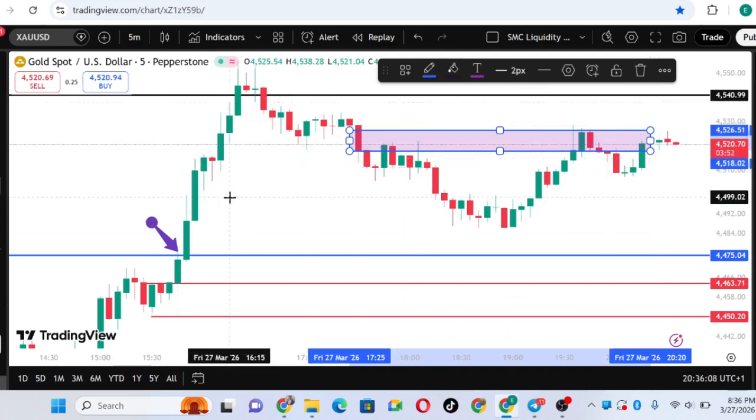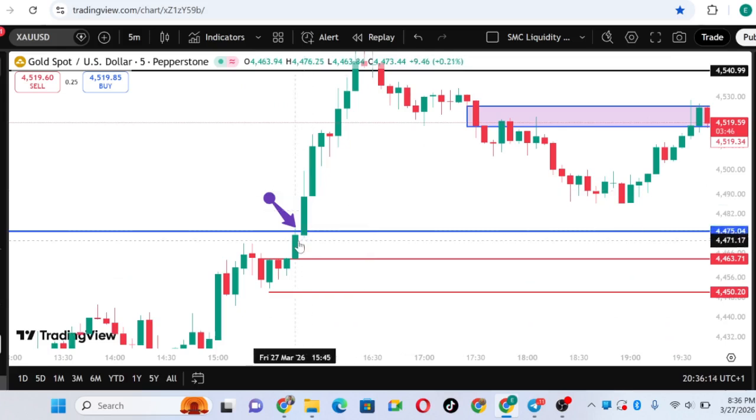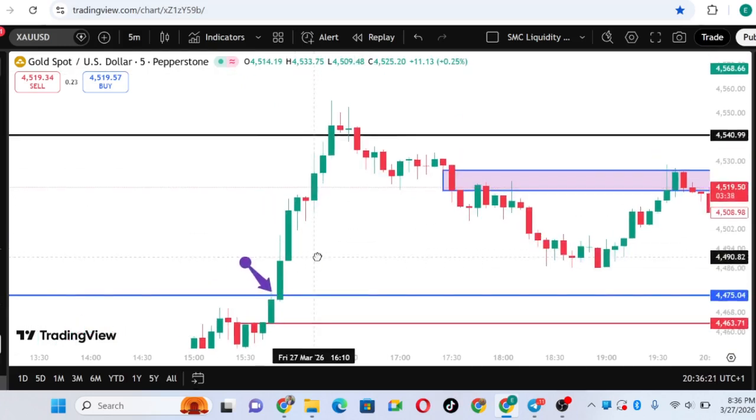So let me explain the trap again. This was first of all the trap. The first trap was here. Boom. This was a trap where a lot of people would sell. Me, I refuse to sell. I follow the market, allow the market to clear liquidity. The moment the market cleared liquidity, it reversed and gave us the entry. So this was the trade we took today on liquidity sweep.